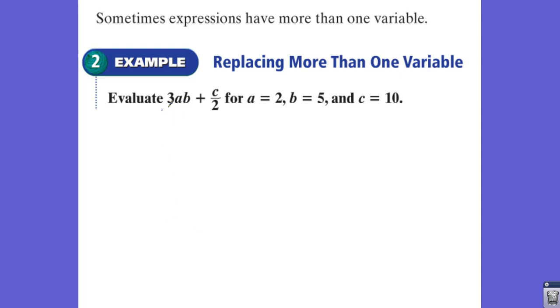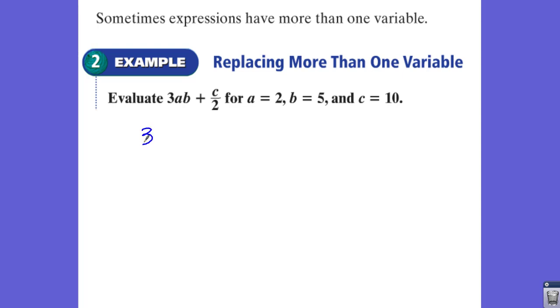So in this one, it says 3ab. Well, in the lesson that we had the other day, over simple interest, we know that anytime I put more than one thing together, it means to multiply them all together. So this means 3 times a times b plus c divided by 2 for all of these different variables here.